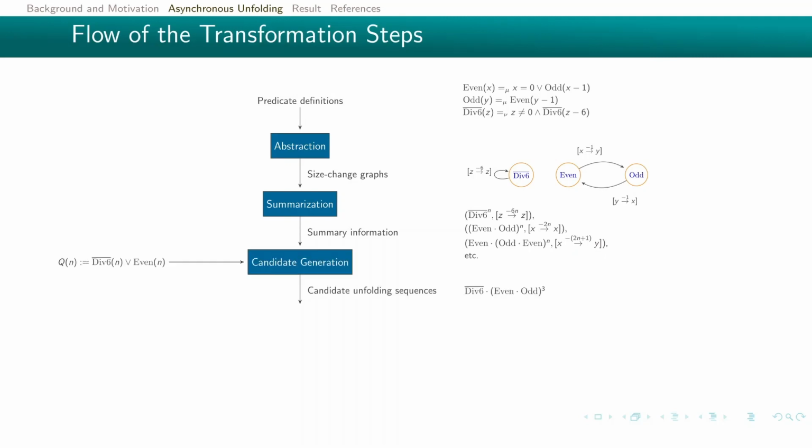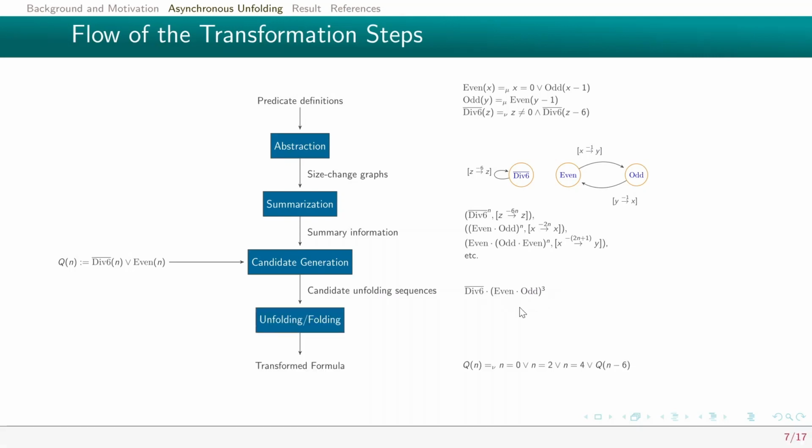In the third step, we take the formula to be transformed. Based on the structure of the formula, we choose appropriate summary information and discover a possible concrete unfolding sequence. Here, unfolding of diff 6 once and even or odd together 3 times is selected as a candidate for the actual unfolding. We may have one or more such candidates. In the last step, we unfold it according to the candidate unfolding sequences and try to fold it one by one until we succeed. It is possible to fail if no candidate works out.